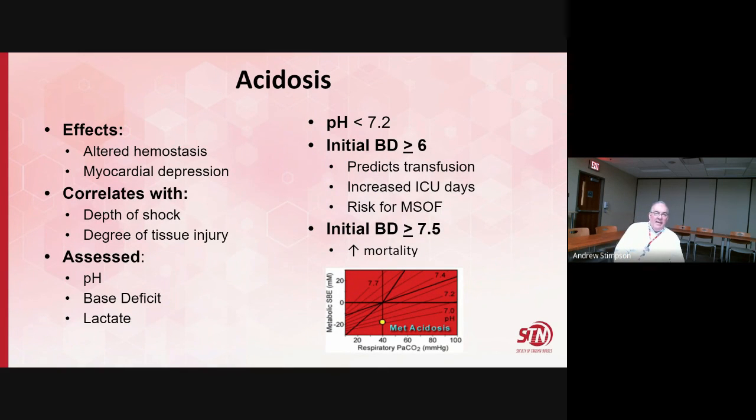Acidosis, again, gives you myocardial depression when it gets too low. Again, it's a reflection of the depth of shock and the degree of tissue injury. And again, that all increases your mortality, especially when your base deficit is more negative than, remember I said, -6 or -7.